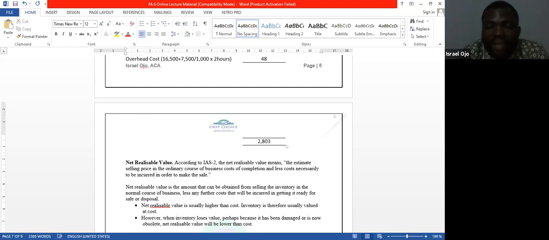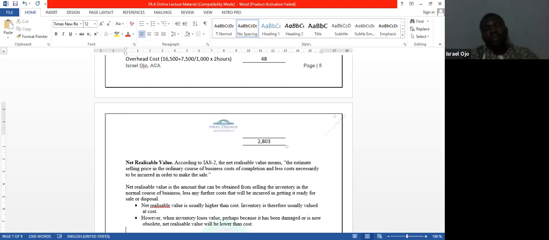Now, when I started valuing assets, I said the valuation is the lower of cost and net realizable value. Now, we have looked at cost. The next thing is to look at net realizable value. What do we know about NRV? According to IAS 2, net realizable value means the estimated selling price in the ordinary course of business, less the estimated cost of completion, and less the costs necessary to be incurred in order to make the sale.